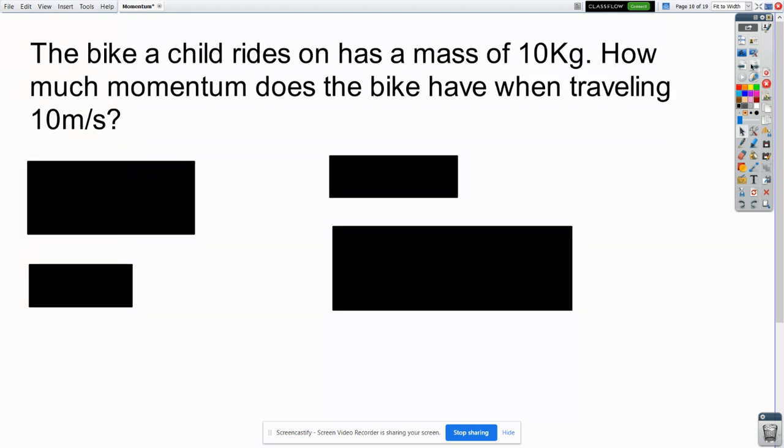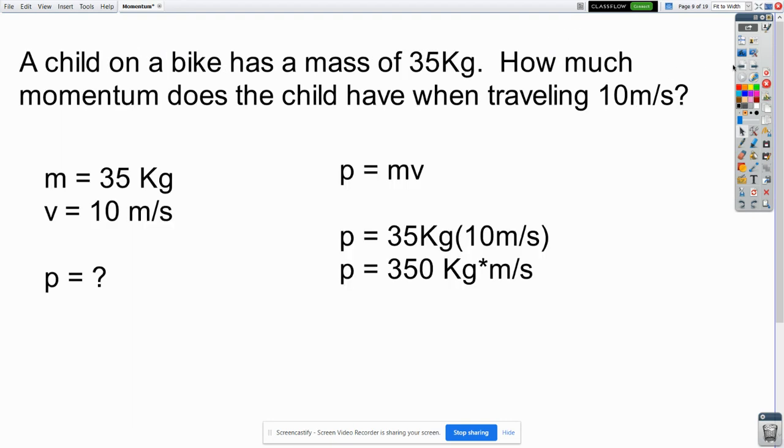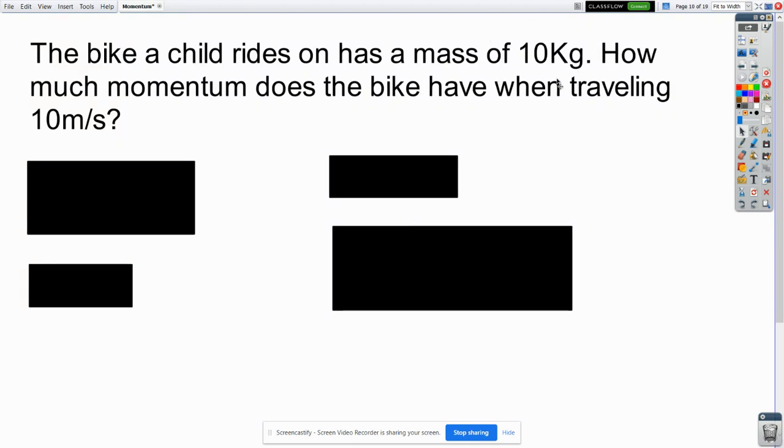Let's compare the child's momentum to the momentum of the bike they're riding. The bike a child rides has a mass of 10 kilograms. How much momentum does the bike have when traveling 10 meters per second? Now already we know that this is a lower mass than what the child had. The child had a mass of 35 kilograms. The bike has a mass of 10. So knowing the relationship between mass and momentum and knowing that they are directly proportional, this decrease in mass should cause a decrease in momentum. So we should see a smaller number. Let's see what that actual number is.